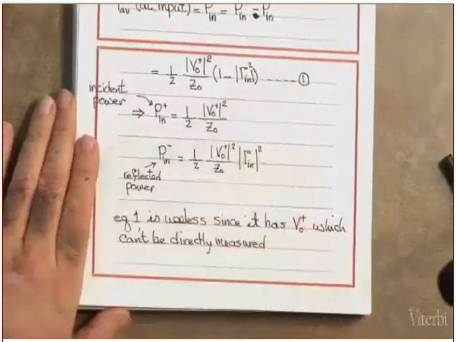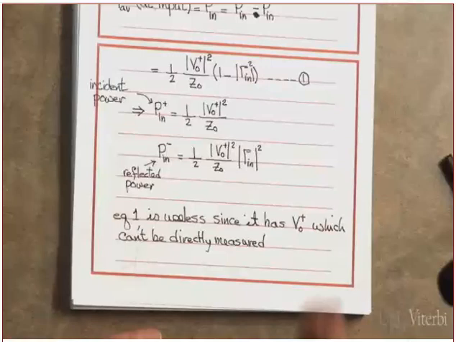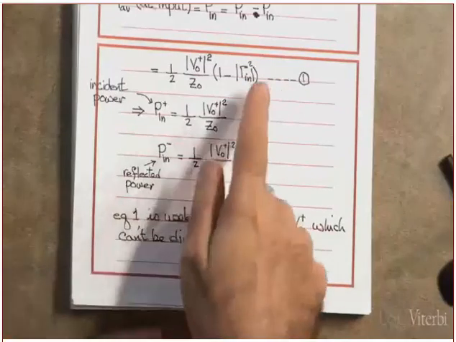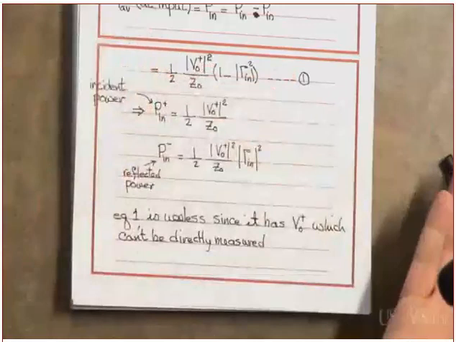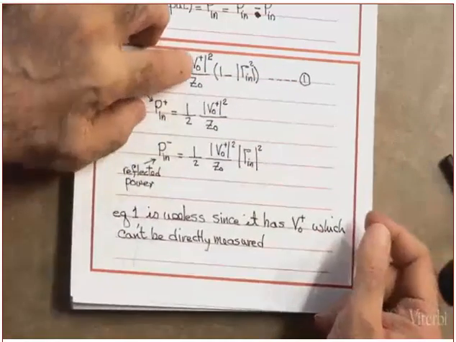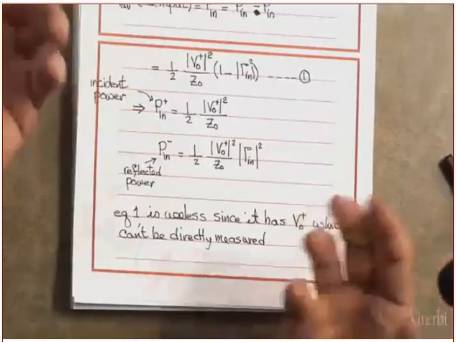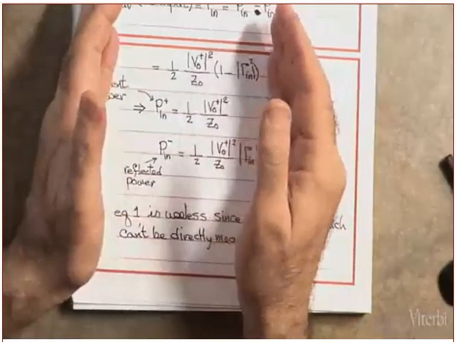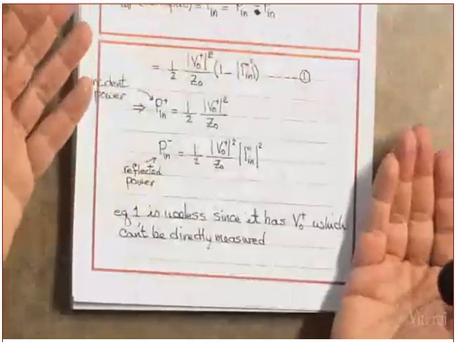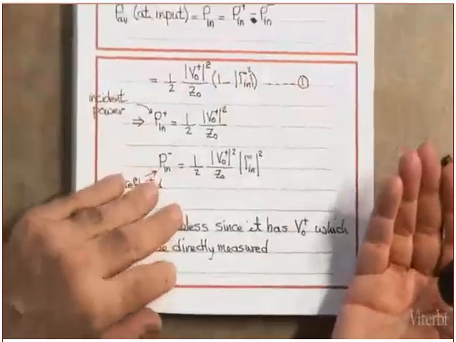Now, equation 1 is useless. Why is equation 1 useless? I cannot use it. Why? I don't know what V0 plus is. You follow me or not? So even though this equation gives me the total average power, it's useless because I cannot use it. I cannot measure it. Clear?